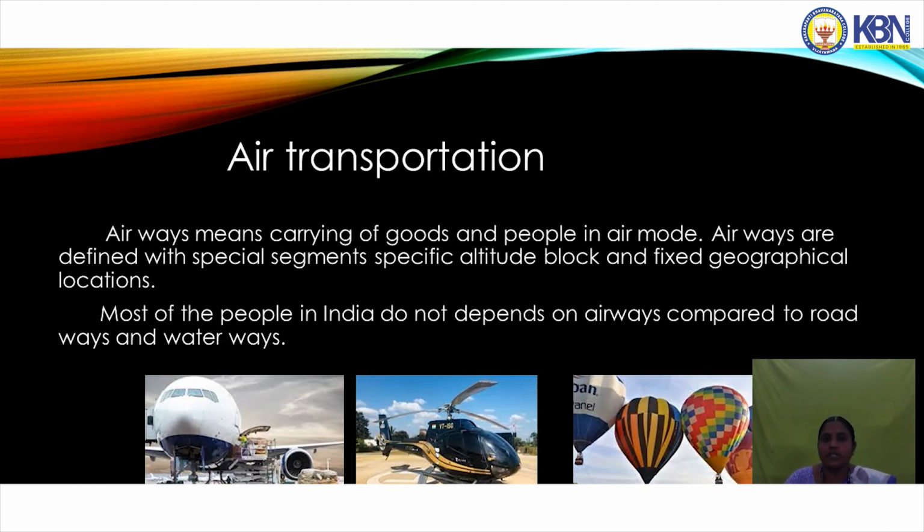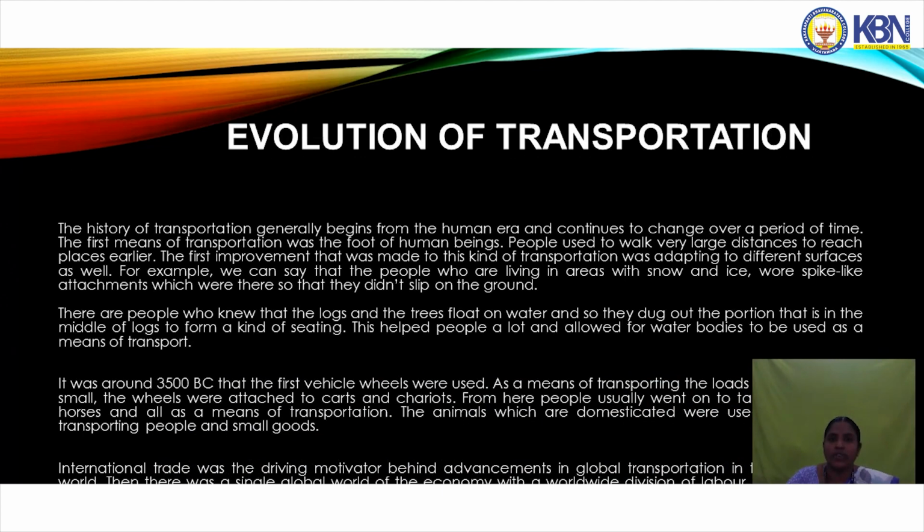Next, last but not least, air transportation. Air transportation means carrying goods and people by air. Airways are defined with special segments, specific altitude blocks and fixed geographical locations. Most of the people in India do not depend on airways compared to roadways and waterways. That is called the 4 types of transportation.